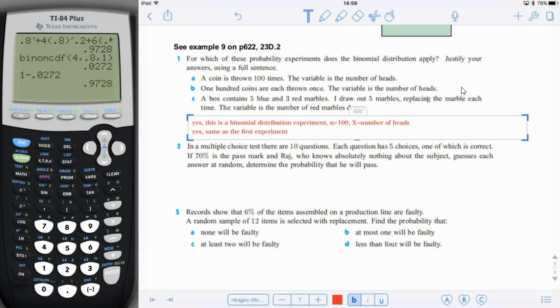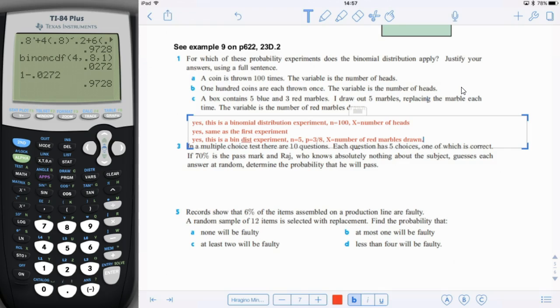Last one. A box contains 5 blue and 3 red marbles. I draw out 5 marbles, replacing the marble each time. The variable is the number of red marbles drawn. So yes, this is a binomial distribution experiment. N equals 5. P is equal to, the success would be red marble, so it would be 3 out of 8. X is equal to number of red marbles drawn. So these were all binomial distribution experiments.